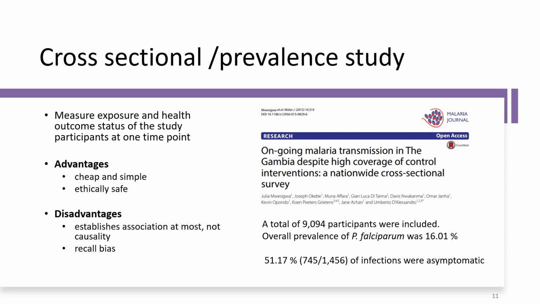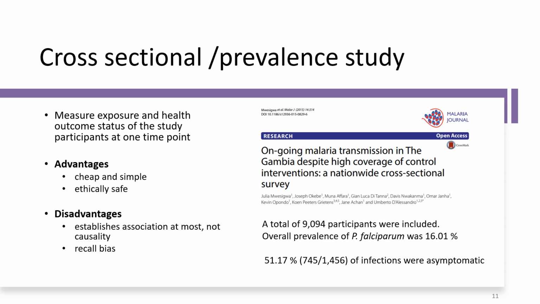I'll focus now on cross-sectional studies. In cross-sectional studies, we're measuring the exposure and the health outcome of the study participants at one time point. So the advantage is that it is cheap and it is a really simple study to do. The disadvantage is that though you may be able to establish association, you are not able to establish causality, because you're measuring both the exposure and the outcome at the same time. So you can't really tell which one occurred first.